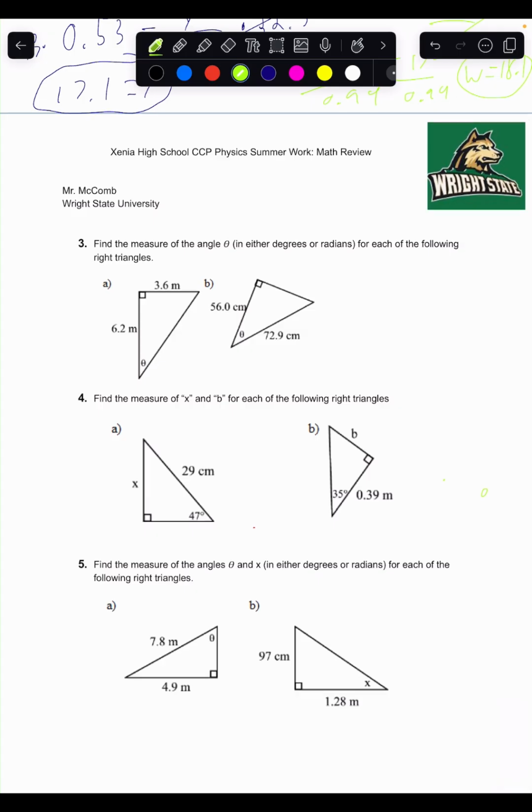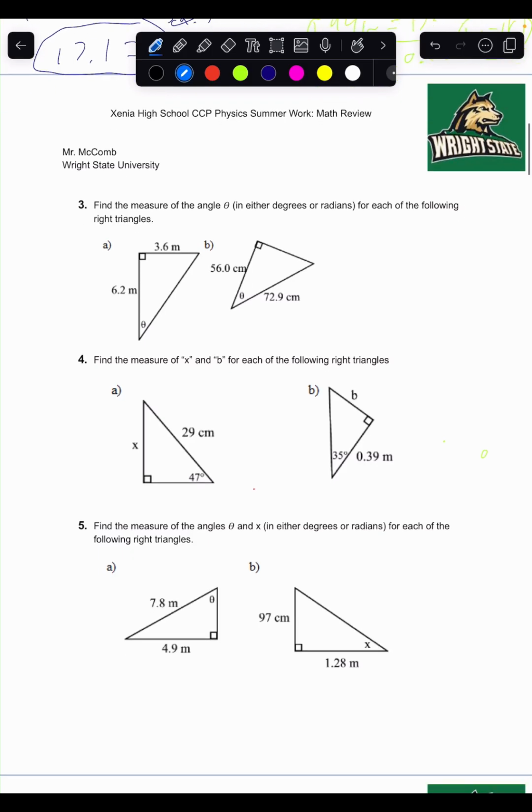All right, next up, I want to find the measure of the angle theta in degrees or radians for each of the following right triangles. Okay, so let's do that. I have theta here and theta here for each of these triangles. I need to figure out what sides I'm working with here. So this theta, the side that touches the angle, is the adjacent side, that's this one. The side that is across from it is the opposite side, and then your diagonal is your hypotenuse.